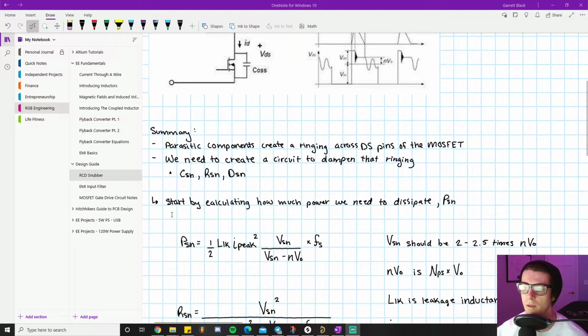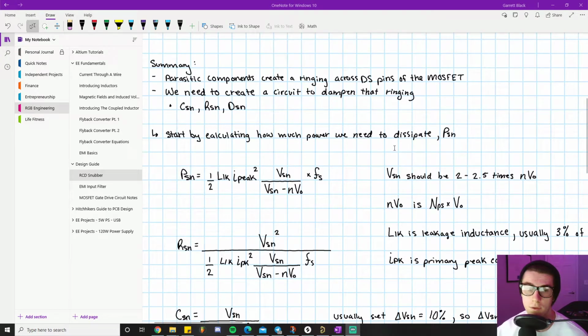So let us start by calculating how much power we need to dissipate, PSN, because if you remember, the way you dampen ringing when you have one of those oscillating circuits with a capacitor and inductors is you throw a resistor in there, and the resistor's job is to dampen that ringing, right? So we need to first start out by calculating our resistance value. We do that in a bit of a roundabout way, but I'll just walk you through the steps. So first we want to calculate how much power the resistor has to dissipate.